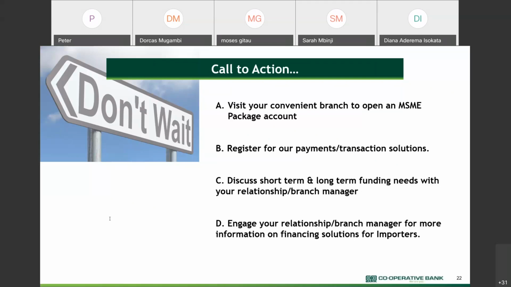Wilson Travels is asking, if I want to access your tailor-made solutions, do I walk into any CoopBank branch, or can you share contacts, or which branch are you located in? I think Moses had already touched on this. You can walk into any branch and speak to the branch manager, but alternatively, we will be sharing the contacts of the team on this call. Thank you very much. That's it from YouTube. Over to you, Moses and or Dorcas, to address the questions.